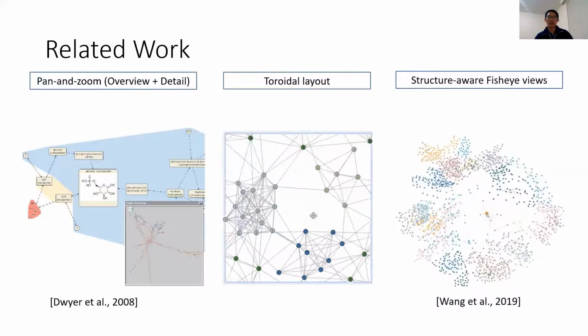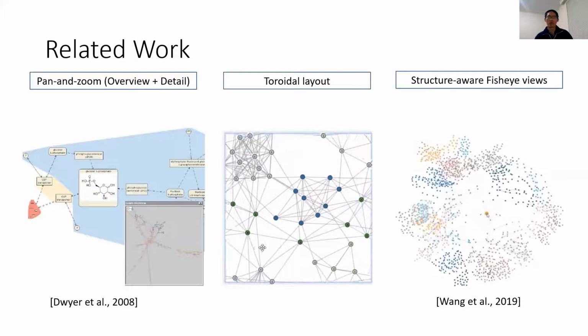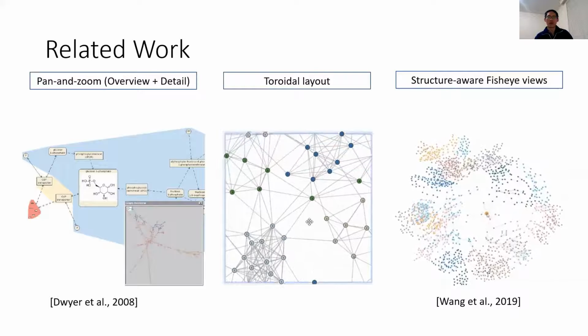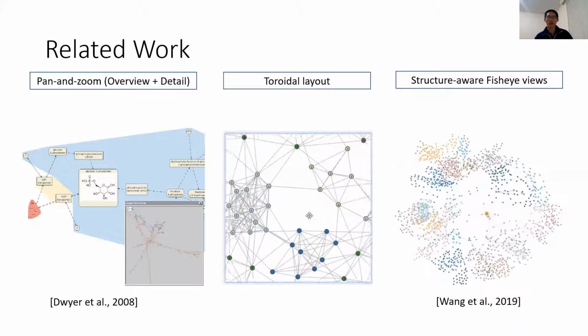Wu and others studied structure-aware fisheye views. They explicitly attempted to preserve high-level network structures while performing fisheye zooming. However, they did not attempt to untangle a network, nor did they conduct a perception test of networks that form a hairball structure.